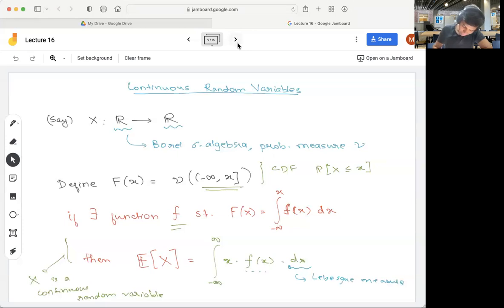And I'm really thinking of the probability that x is in the interval little x to little x plus dx. This is not a formal statement, but this is roughly how we are going to think of the integral: f of x times dx. So f of x is what we call the density function for this random variable.